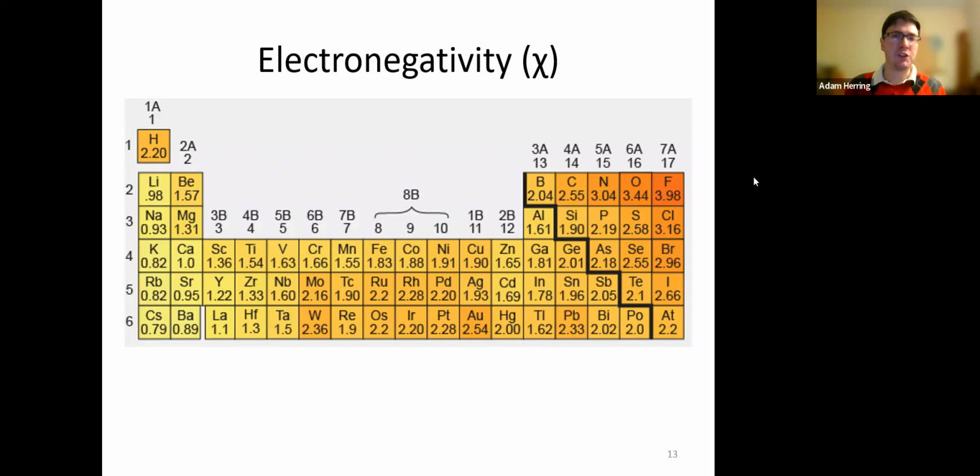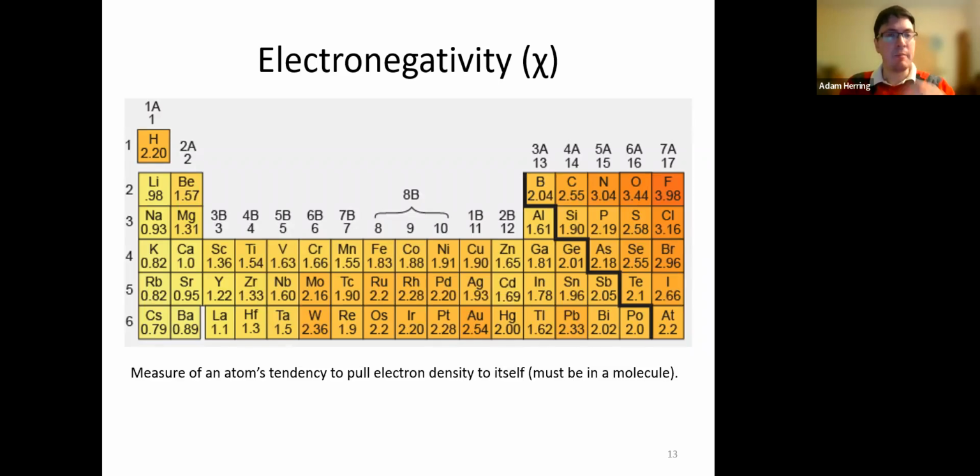So what is electronegativity? It's a measure of an atom's tendency to pull electron density towards itself when it's in a molecule. So fluorine is the most electronegative element. That means when you have fluorine in a molecule, it will pull the electrons towards it very strongly compared to any other element. What we see is that there is a trend in electronegativity.